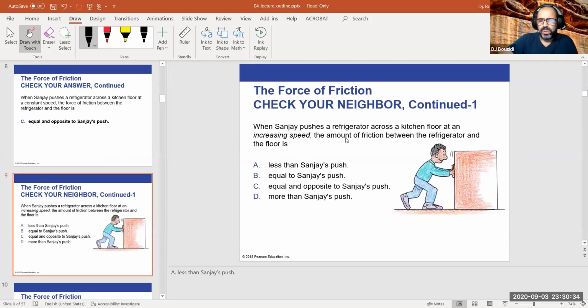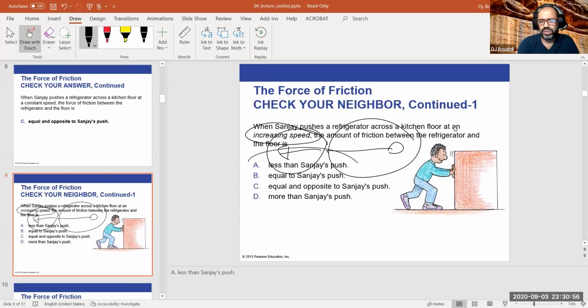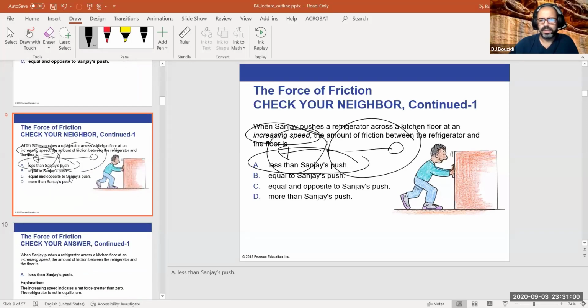Now, when Sanjay pushes the refrigerator across a floor at an increasing speed, now it's accelerating. So he's pushing with a force. The friction is still pushing against him, but now he's gaining more and more speed. So his force must be greater than the friction. So in this case, less than Sanjay's push. So the correct answer, the friction should be less than that. So the correct answer should be A, isn't it? Yes.